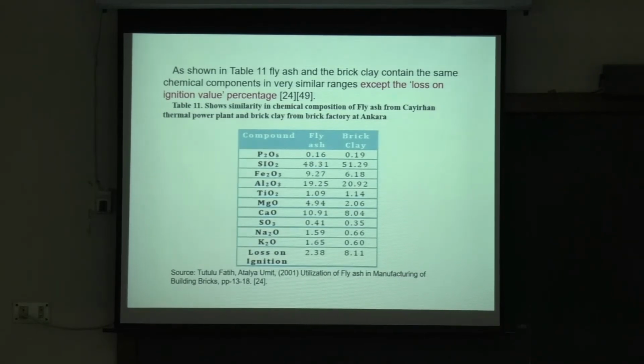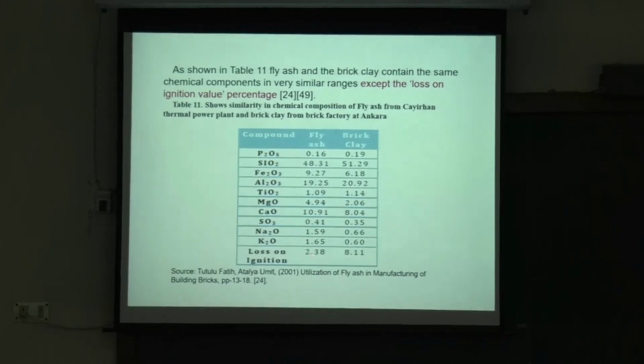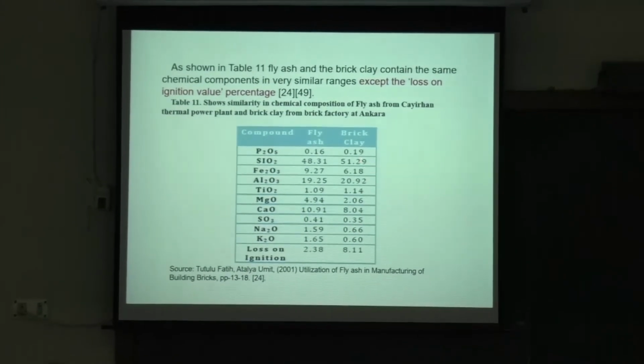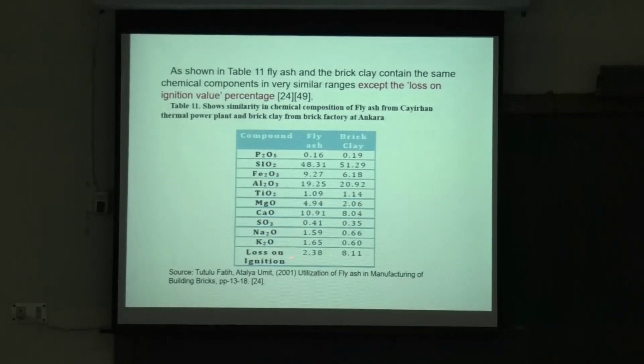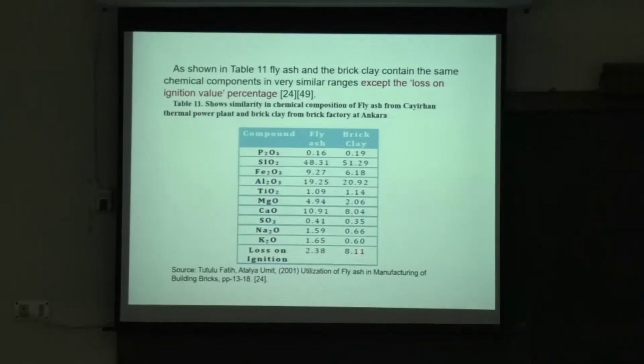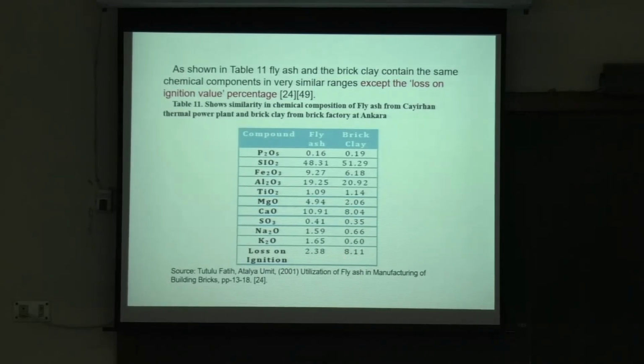So here you will find that in fly ash bricks, you have these things. The percentage is not much different. But if you are going onto the clay brick, the loss on ignition is about 8%, whereas in fly ash brick it's about 2 to 2.5%. So that is the main difference.